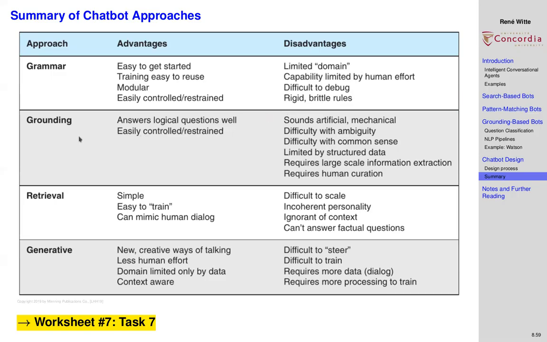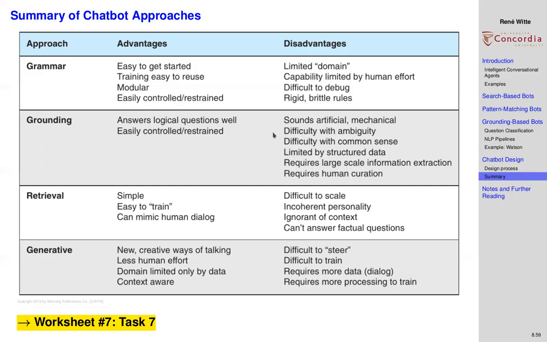We've seen the grounding-based bots. So here we can answer complex questions very well. And again, they are somewhat restrained, controlled, because they only answer things that are in the knowledge graph. Of course, they also have difficulty, because you have these graph-based answers. The answers are kind of limited to what is in the graph, and well, they give you answers in these different categories, but otherwise don't have any personality. So this is what's meant by sounds artificial, mechanical.